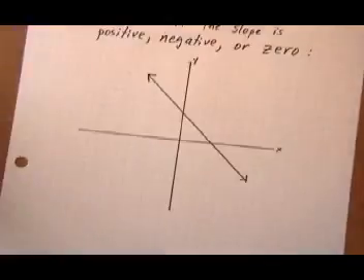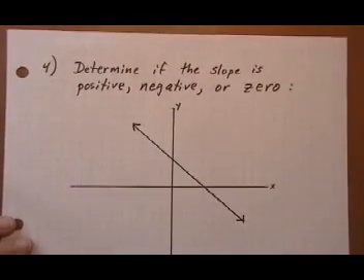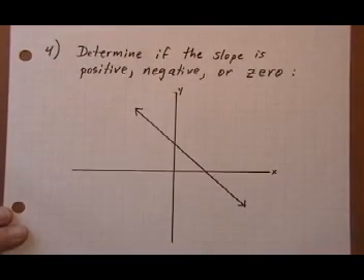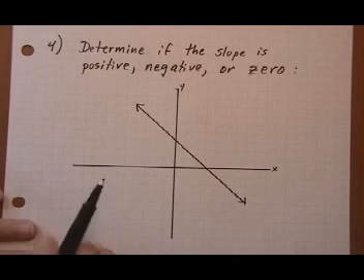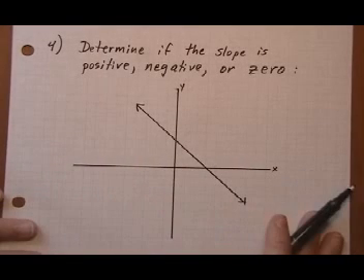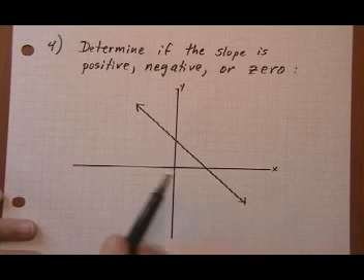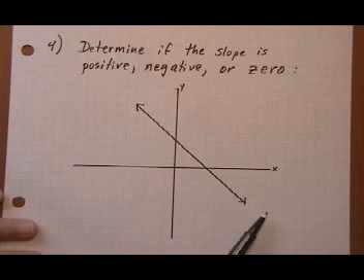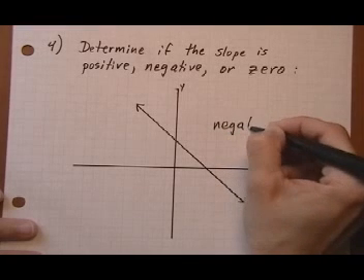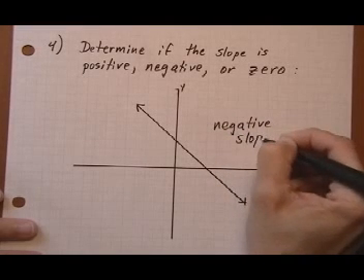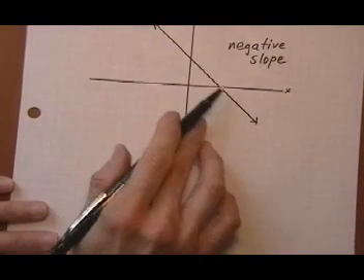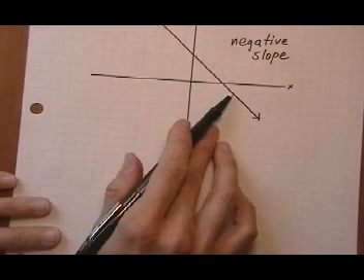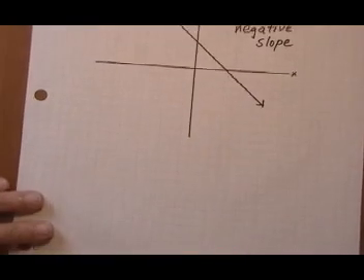Number 4, we're asked to determine if the slope is positive, negative, or 0. What you always want to do when you're thinking about slope is picture yourself going left to right and see what's happening to the line. As we go left to right here, the line is decreasing. Therefore, it's a negative slope. If we were to pick some points on here and plug them into the slope formula, you would see that we would get a negative slope out of that.